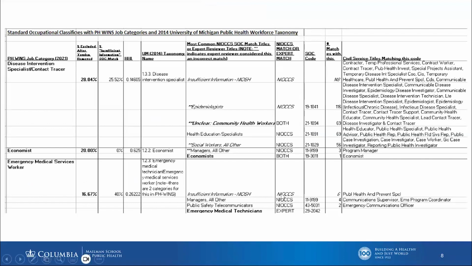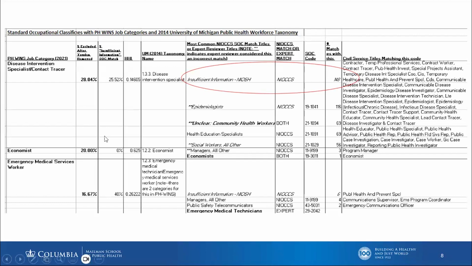So this is an example of a table from the article, and you can see that for disease intervention specialist or contact tracer, many of the matches were excluded as incorrect, and many of them were insufficient. The matching tool couldn't figure them out. And it had this low HHI, meaning there were many different titles that the coding tool wanted to match. You could see that the most common match was insufficient information, and that the titles that matched with that just didn't come up with anything.